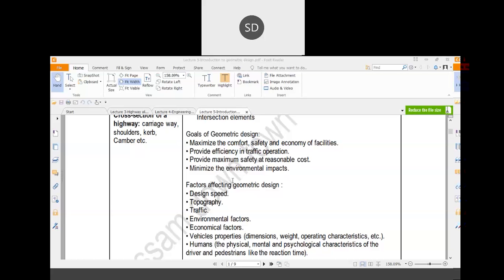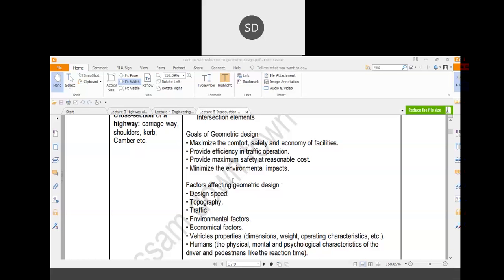Then traffic condition. Traffic means the maximum number of vehicles which are moving over there. That is your traffic condition, the total number of vehicles which are moving over that place. Then environmental factors. What are the different environmental factors? Whether that area is a dry area or a highly rainfall area, etc. Then economical factors. Suppose constructing that road would be economical or not, whether that road is connecting different economical zones or not, etc.